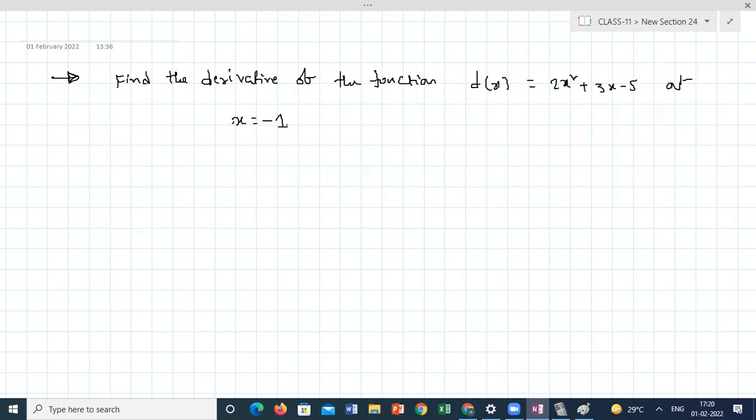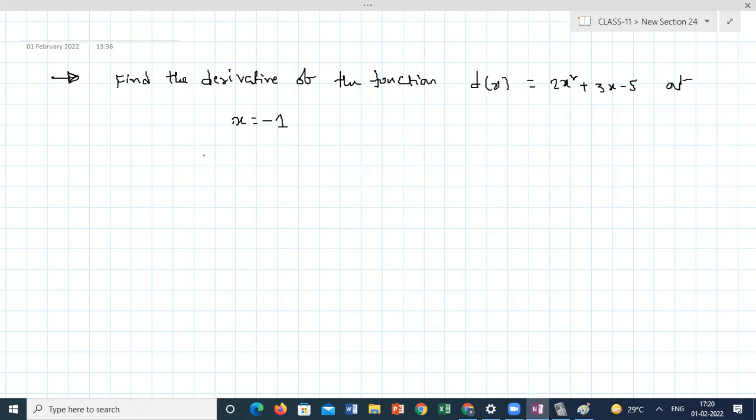4x plus 3, sir. 4x plus 2. Is it 4x plus 2? No, sir, 4x plus 3, and we have to substitute the value. In the differentiation, you have to substitute minus 1. Yeah, that's why we are going with the first principle. Minus 1, sir. Yeah, minus 1. How to do it using the first principle?